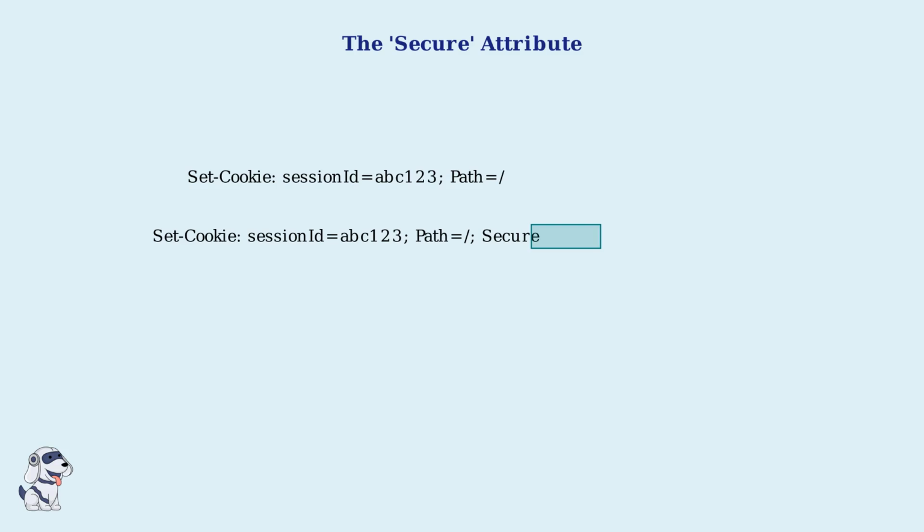When this attribute is set, the cookie will only be transmitted over encrypted HTTPS connections, never over plain HTTP. This prevents attackers from intercepting sensitive cookie data through network eavesdropping. Here's the critical difference. Cookies without the secure attribute can be transmitted over both HTTP and HTTPS connections. This creates a vulnerability where attackers on the same network can intercept the cookie data. With the secure attribute, transmission only occurs over encrypted HTTPS connections.